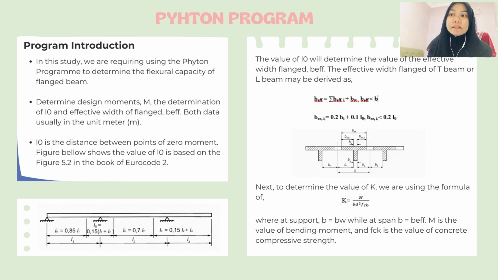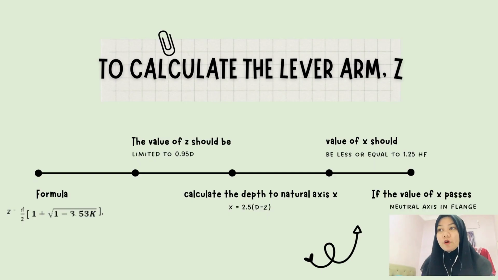Next, to determine the value of K, we are using the formula K equals M over b d squared fck, where b is bw at the support while at the span b is b effective. M is the value of bending moment and fck is the value of concrete compressive strength. Furthermore, to calculate the lever arm z, the formulas that are used are those formulas. The value of z should be limited to 0.95 d.